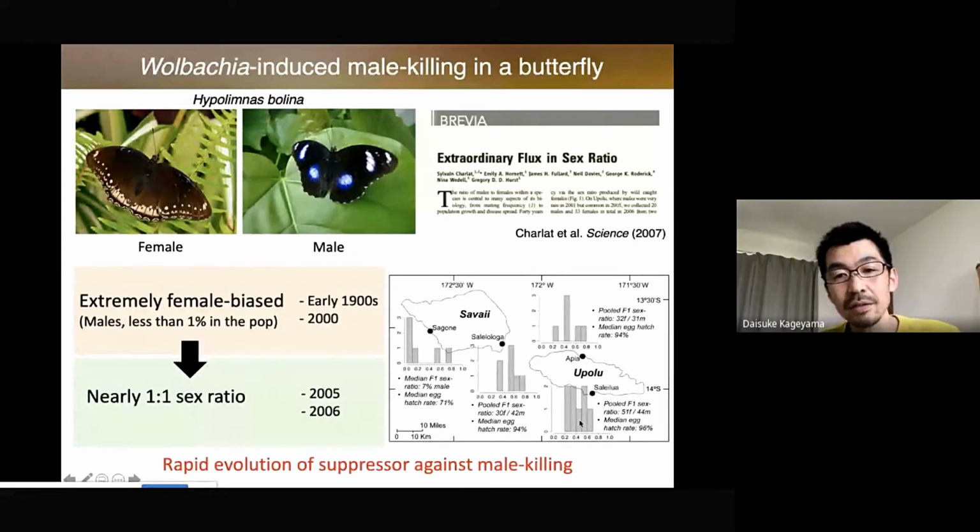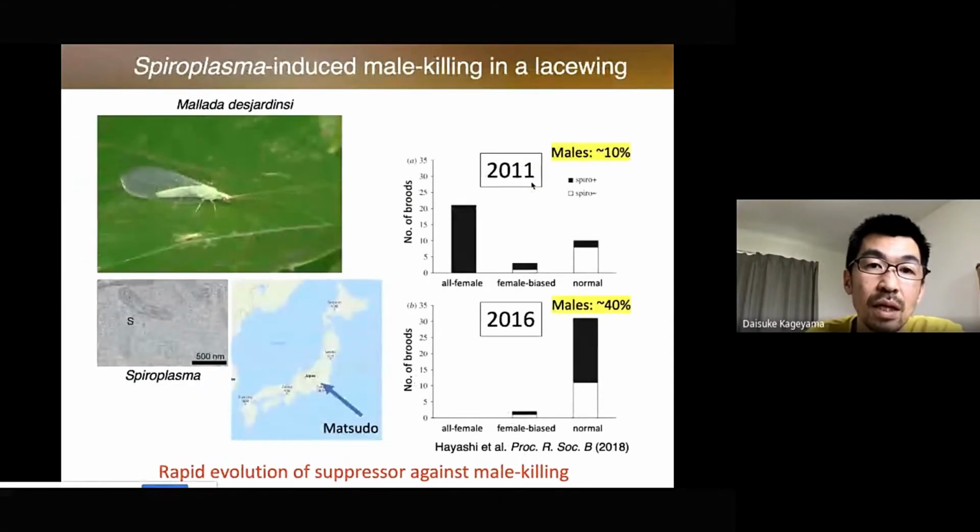The detailed crossing experiment using butterflies has revealed that host genetic change has resulted in a normal sex ratio, even though the Wolbachia bacteria retain the male-killing ability. Such host resistance was theoretically predicted in the past, and this is the first empirical case to demonstrate this phenomenon.